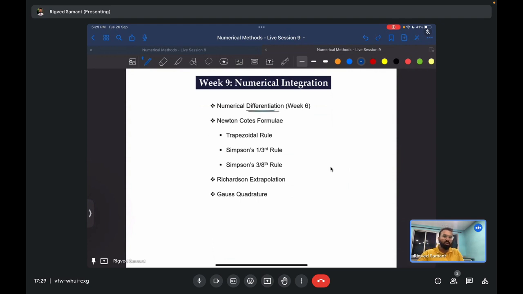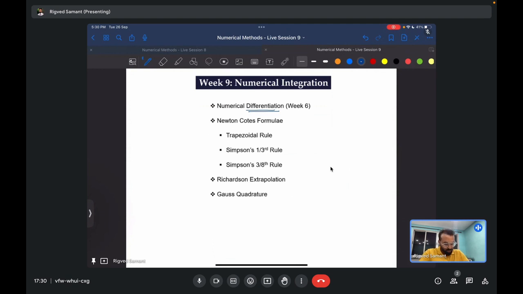Before going into this week's course, I'll just introduce myself to you. I'm Rigved Saman, a PhD student at IIT Guwahati, working in the field of lithium batteries, and I'm using these techniques for solving my simulations for my PhD studies. The experience there should be helpful for you for this course. That's why I'm a TA here under the PMRF fellowship.